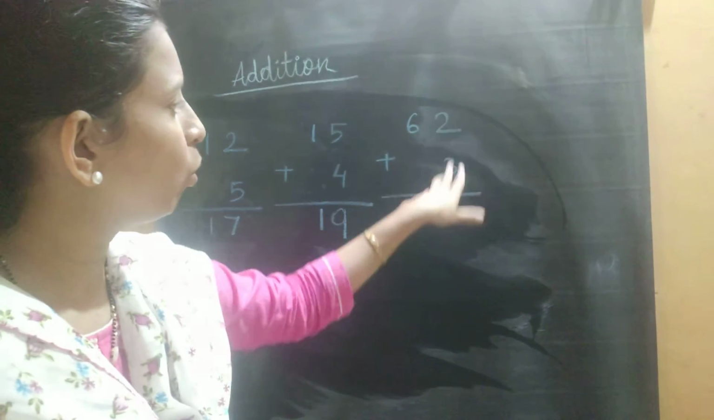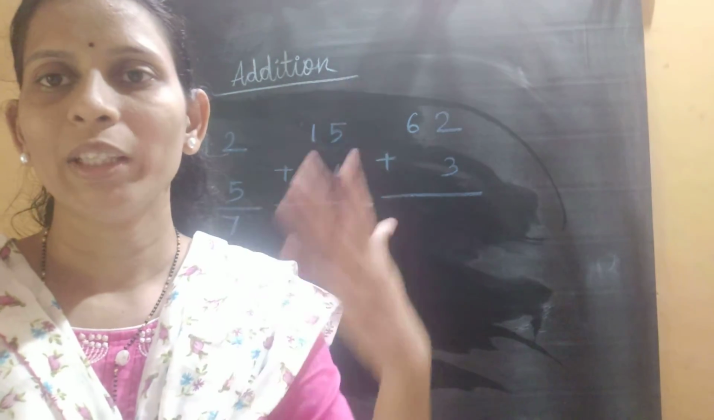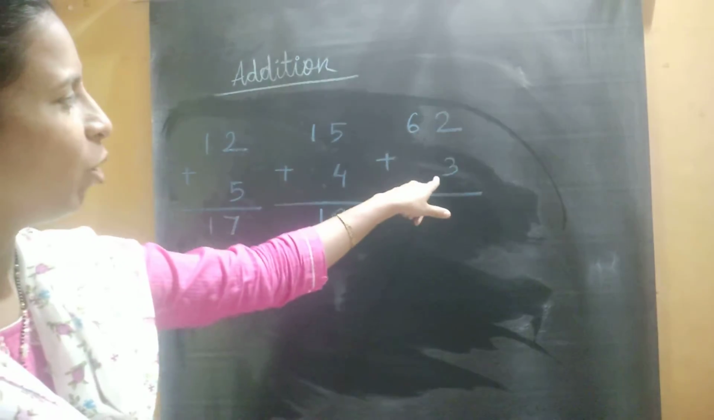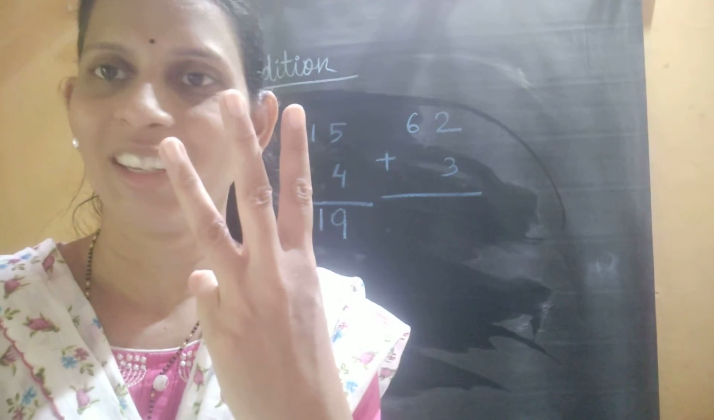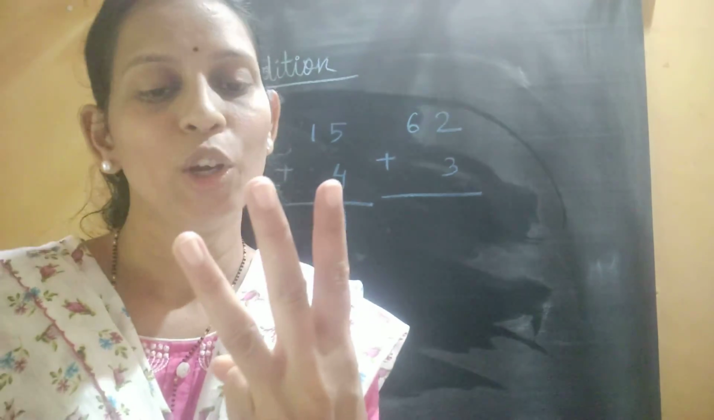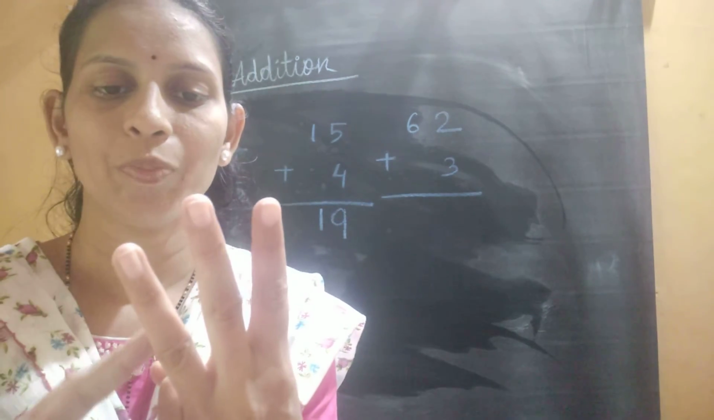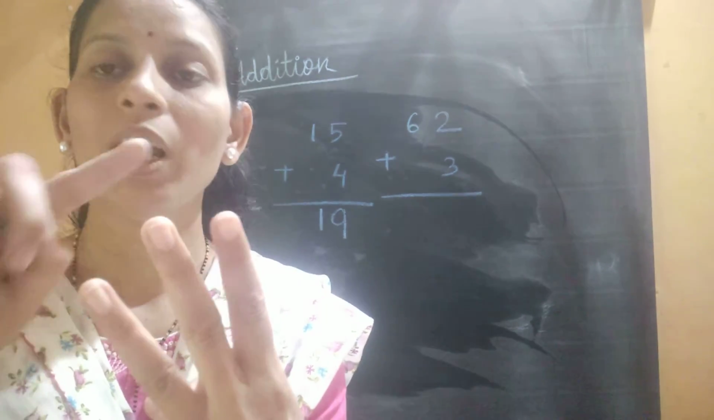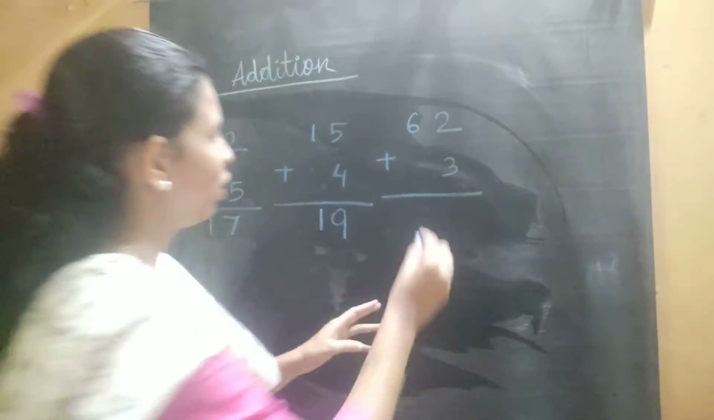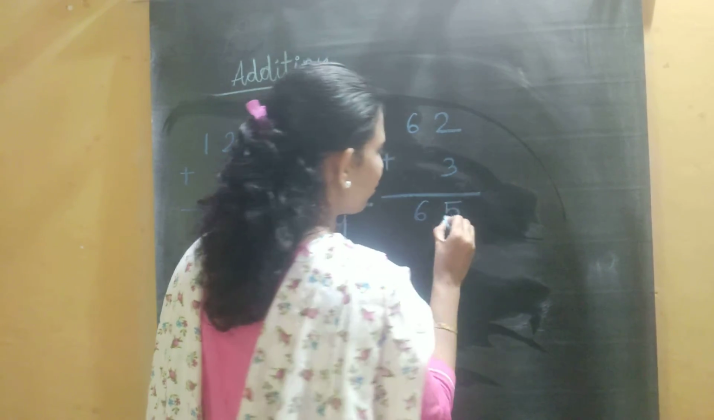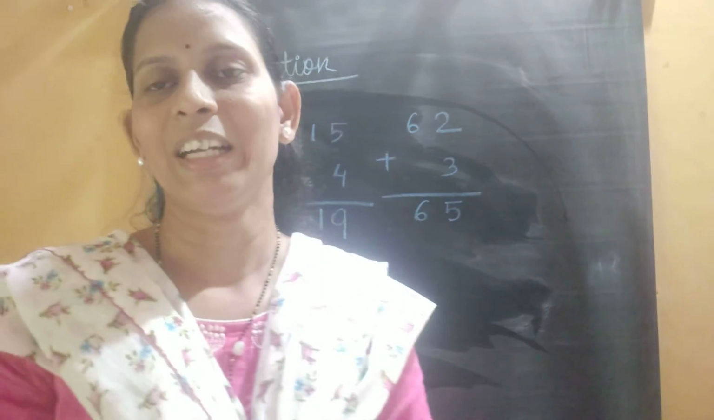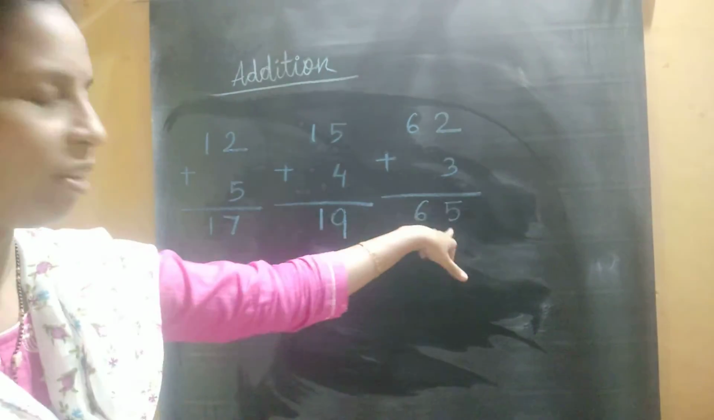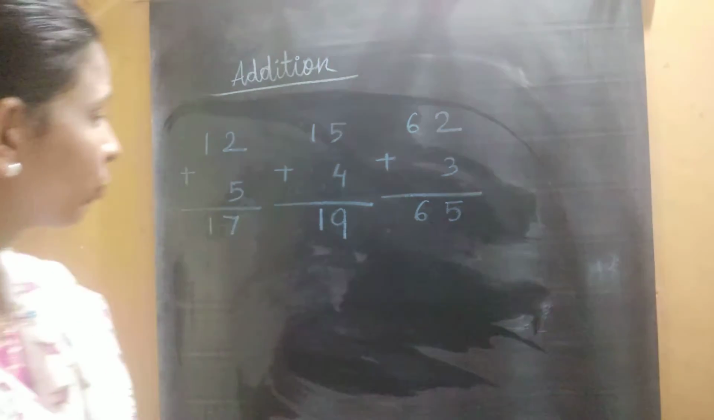Now 62 plus 3. Now you will think 62 is a very big number, then how to count? But it is very easy. You only have to take 3 fingers, and after 62, you have to start counting forward. Okay, 62, then 63, 64 and 65. So the answer is 65. No need of unit place and tens place. Okay, directly you can do addition. The answer is 65.